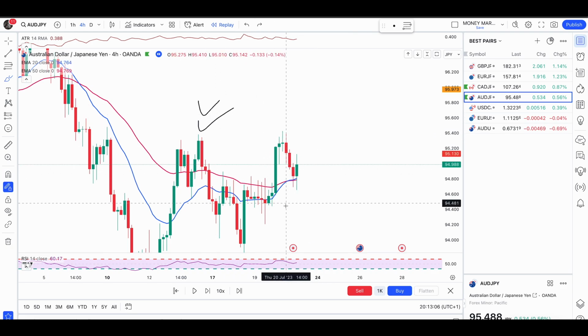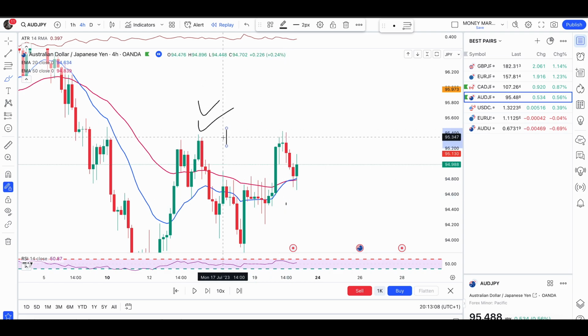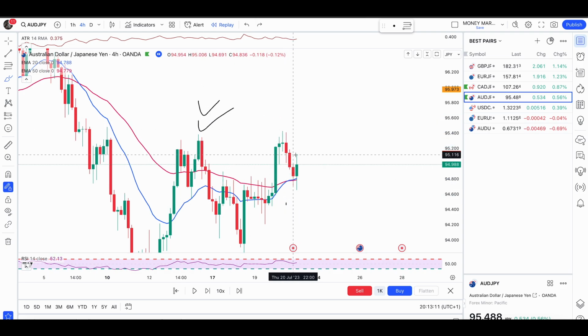Now for me, checklist number one, the EMA just crossed 50 EMA. Checklist number two, the price is above 50 EMA. That's fine. I would just want to look for buy trades. Now, checklist number three. It is my bullish confirmation. What is that? A swing low bullish engulfing candle.